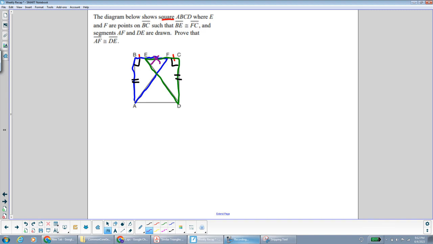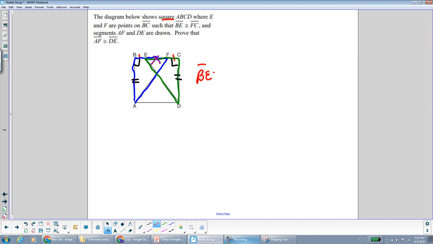So remember, if you're starting with 2 congruent segments and you're adding on a congruent segment to both, you can use the addition postulate in order to do that. So we can say this plus this is congruent to this plus this, and therefore BF is congruent to CE. I'm going to just write up this addition postulate part so that way you can see that.